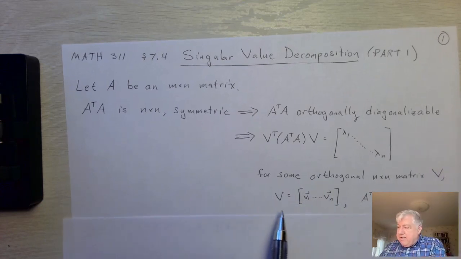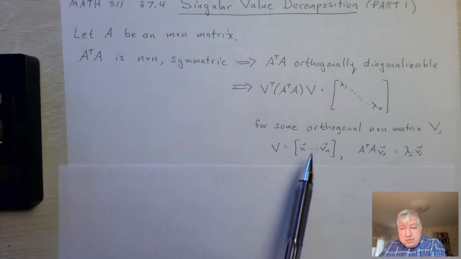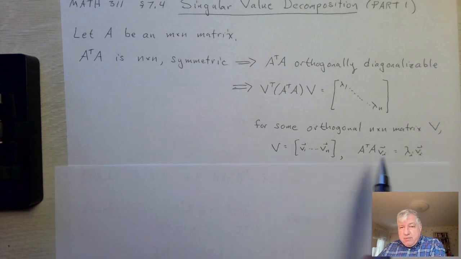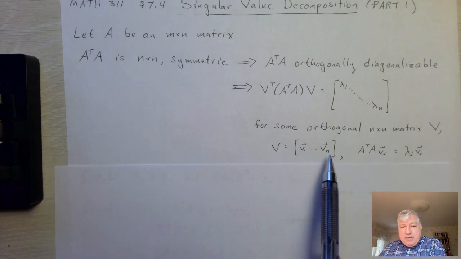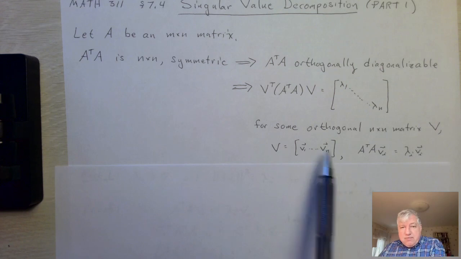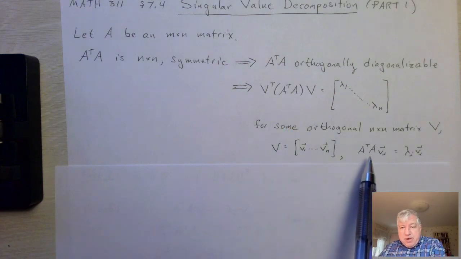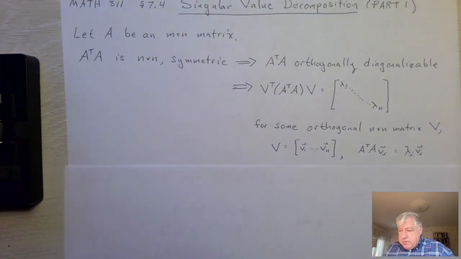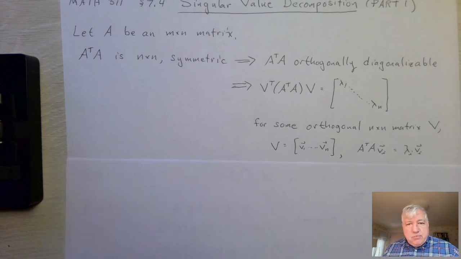And as I said, V is an n by n orthogonal matrix, and we're going to denote the column vectors by V1 through Vn. These are really just the eigenvectors of A transpose A, where A transpose A Vi is always equal to lambda i times Vi. So so far nothing new, right? Because in previous lectures or topics we used Q as this matrix, but we're going to use V. It doesn't really matter what letter we call them.